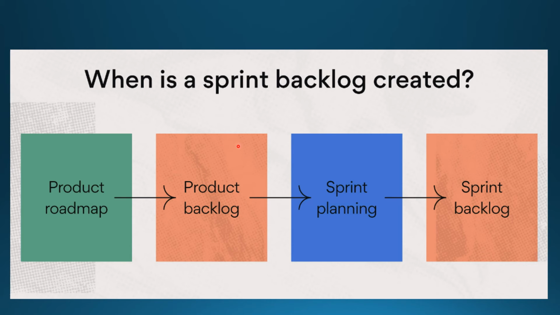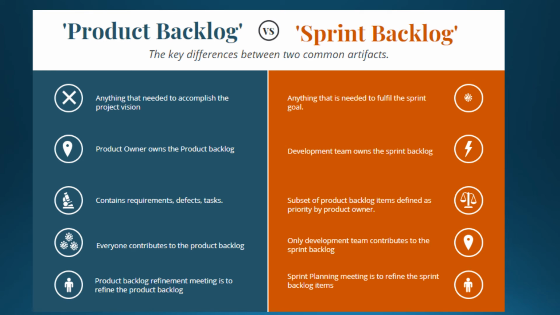Sprint backlog is a subset of the product backlog. Product backlog is a subset of the product roadmap. Product roadmap might contain epics, themes, and features. Product backlog will contain your features and user stories. Sprint backlog might contain user stories and tasks. So the sprint backlog is created in the sprint planning meeting, where the team is committing to incremental value.